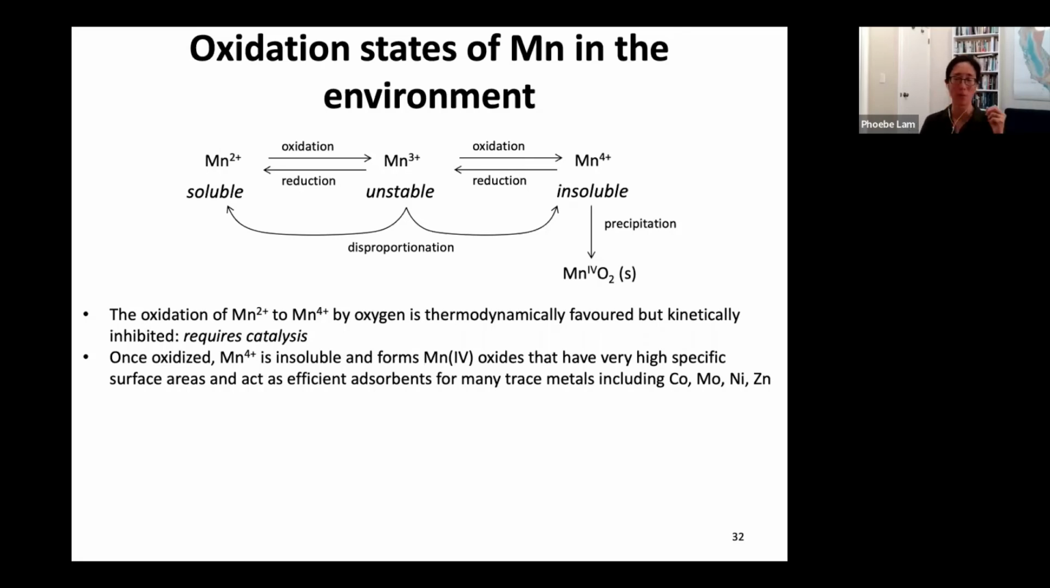So even though manganese 4 is the stable form, you end up finding quite a lot of manganese 2 around just because that oxidation is very slow. Once you get to manganese 4, it's quite insoluble and will precipitate as a manganese oxide. And as I mentioned before, manganese oxides have extremely high specific surface areas, and they can act as very efficient adsorbents for lots of trace metals.